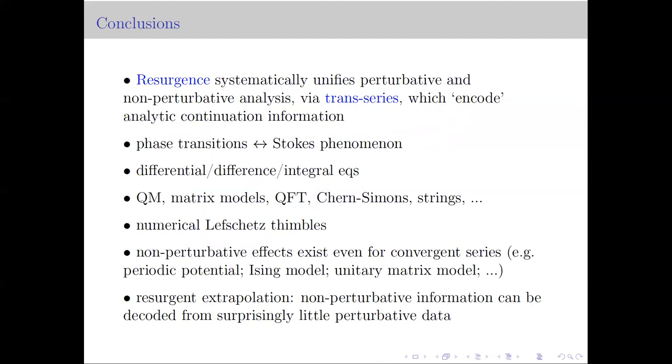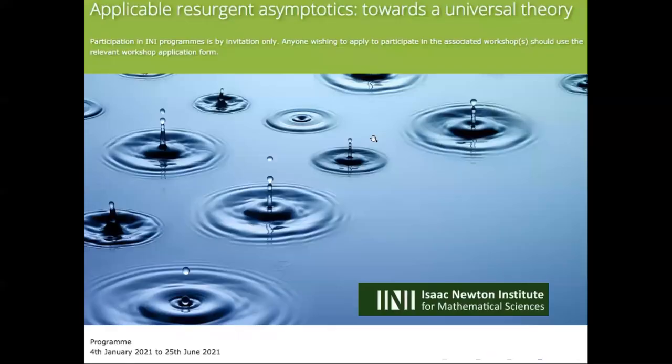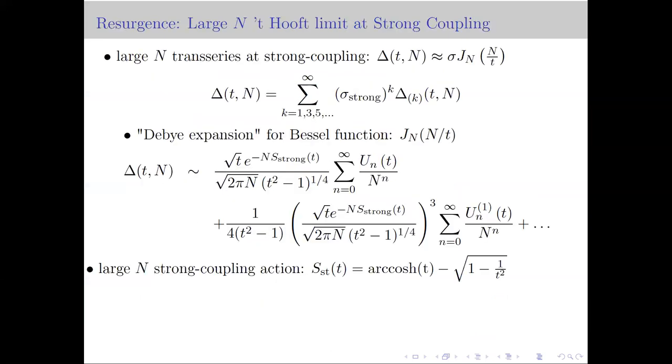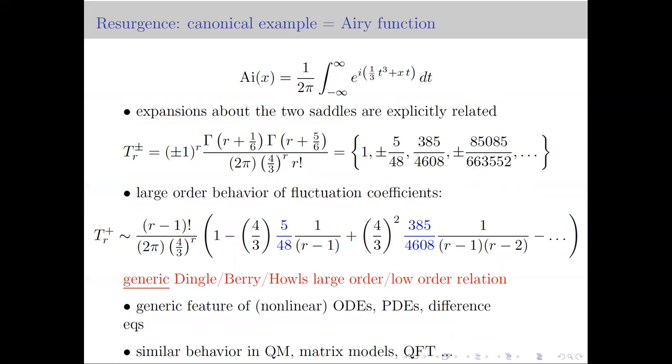So this is an excellent question. Let's see, can I go back? Sorry, if you permit me for a second to go back. All right, so this behavior here, which I would call generic Dingle-Berry-Howls type behavior, relates the large order behavior at some singularity to the low order behavior at some other, and can be understood at a very trivial level if you go to the Borel plane. It's really the old result that, since you're talking about a Borel transform, it has a finite radius of convergence. And we all know that the radius of convergence is set by the location of the nearest singularity. But you can push that a bit further.